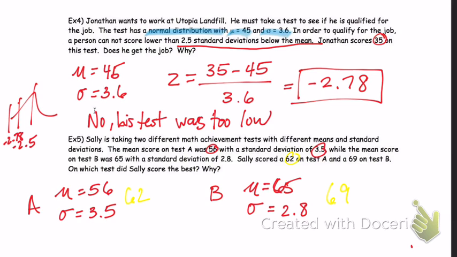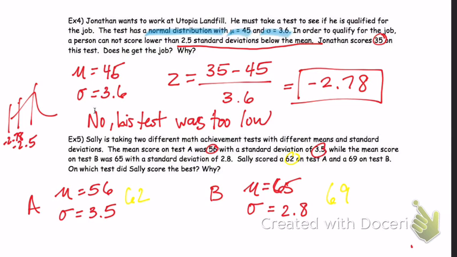So you can't just look at it and say, oh, she got a 69 on B and she did better, because it's all relative to the averages on the test. So it's like taking Unit 1 and Unit 2 tests. Maybe you scored higher on Unit 2, but everyone did terrible on Unit 1, so you really did better on Unit 1 compared to everybody else. So I need to find her z-score for A and B.